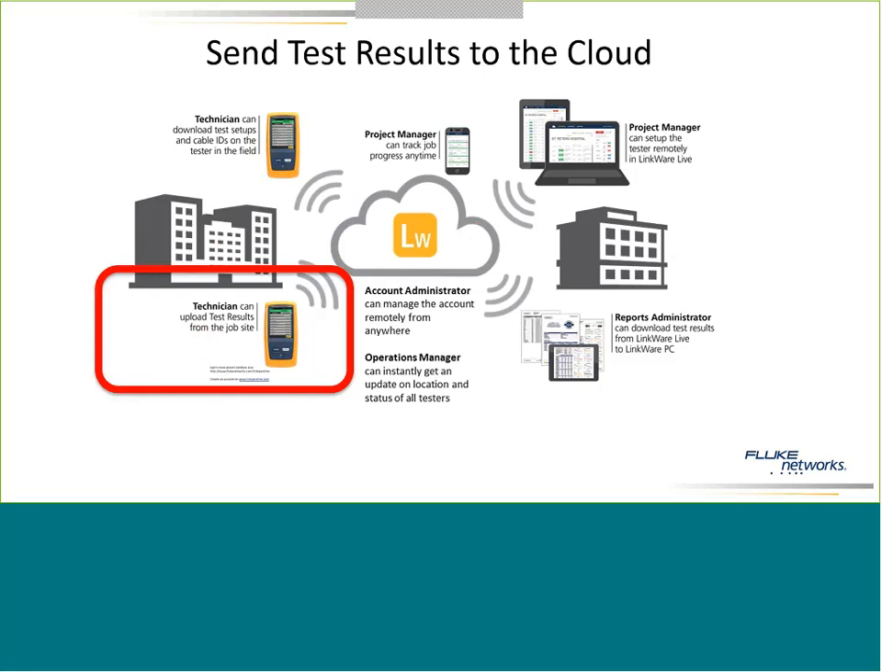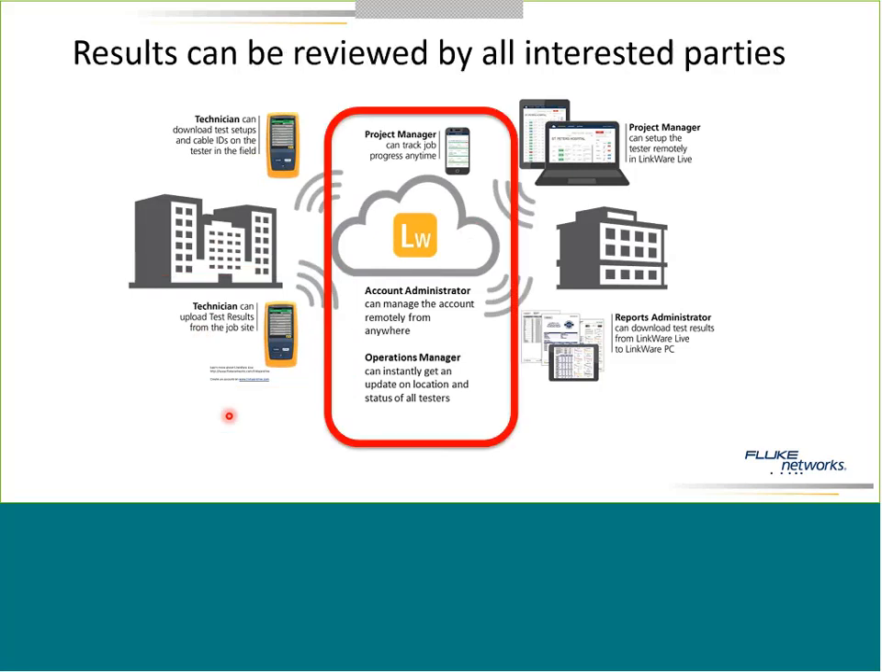Now, if we've done a good job in getting those test results up there, then anyone can look at the test results. The project manager can see how much progress they made. Did they use the right cable IDs? A consultant who's concerned about the progress of the project can see how we've been doing, especially if we've got thousands of tests to run.